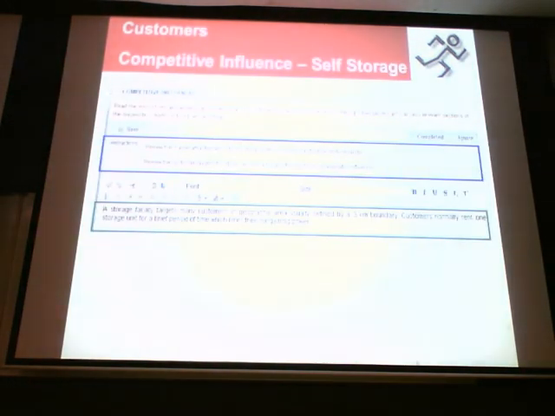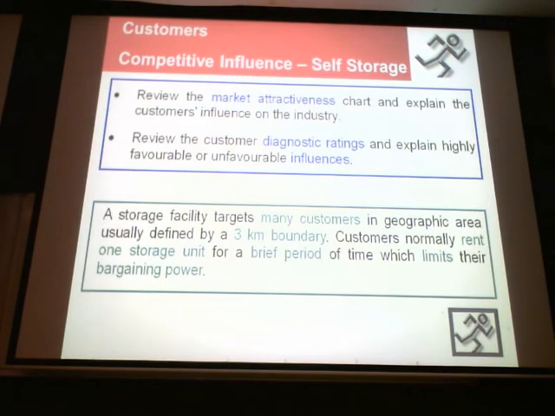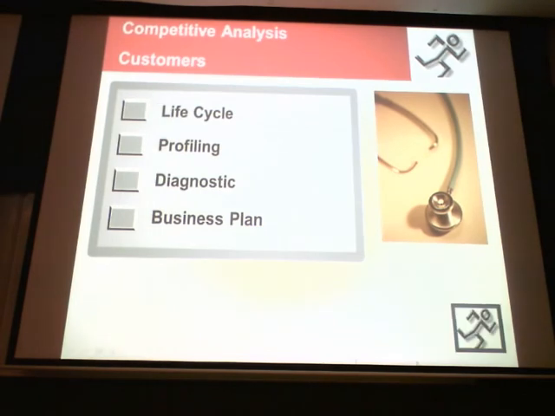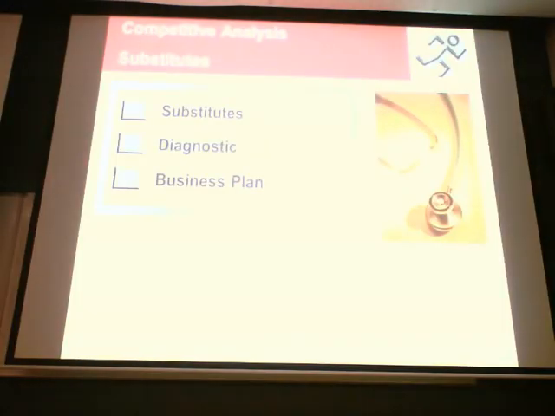So what do I write about here? Competitive influences. I write a very small amount here, that many of the customers are beyond that 3 kilometre boundary. Yeah, that's what I wrote. All right, that's customers done. We'll do, what's next? Substitutes. We'll do a little bit on this and then we'll have a break.